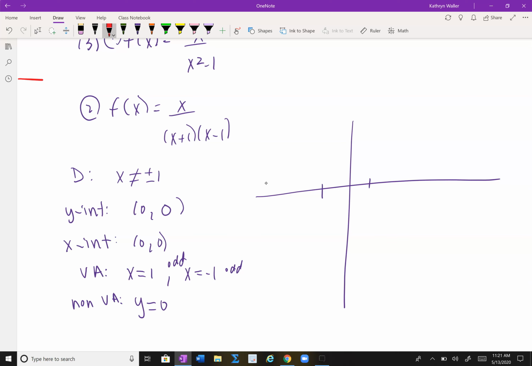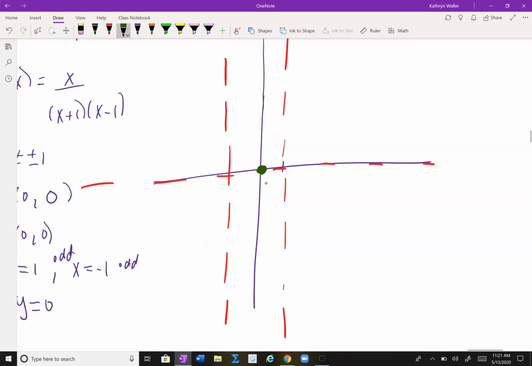Okay, and then if you graph it, you have an asymptote here that's odd. You have an asymptote here that's odd. And you have a non-vertical right there. And then 0, 0. So this one's tricky. The reason this one's tricky is because you have to test some more points. So basically, not to make this too complicated, but look at this graph right here.